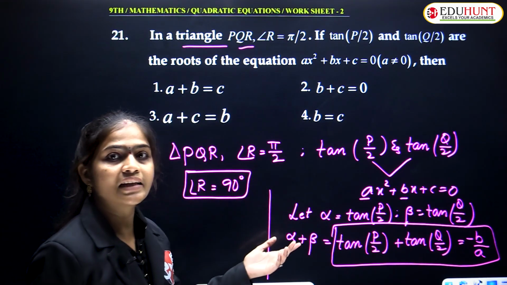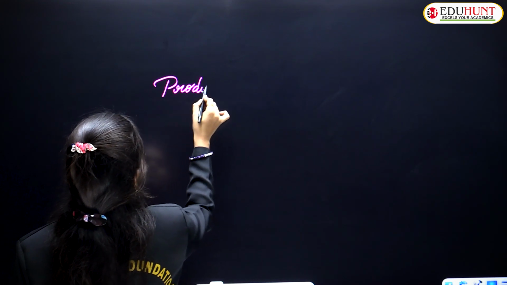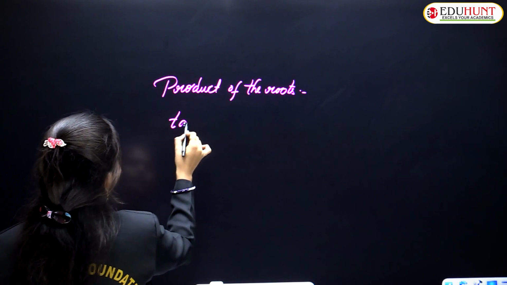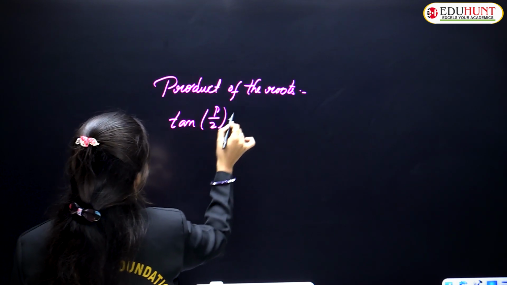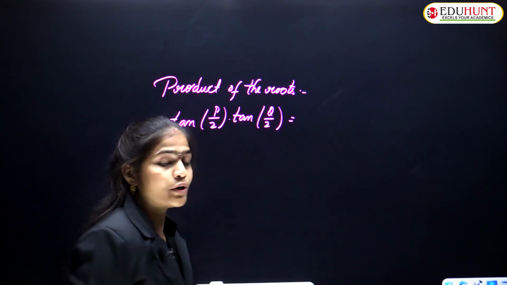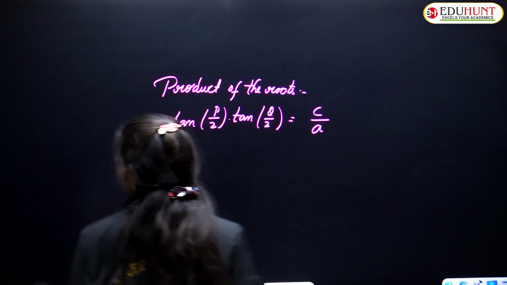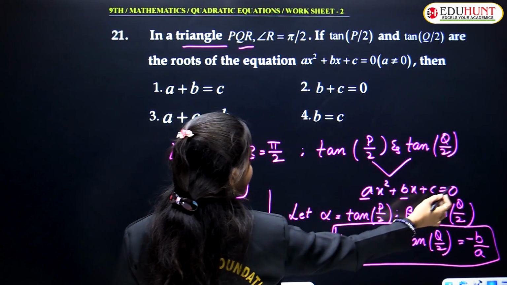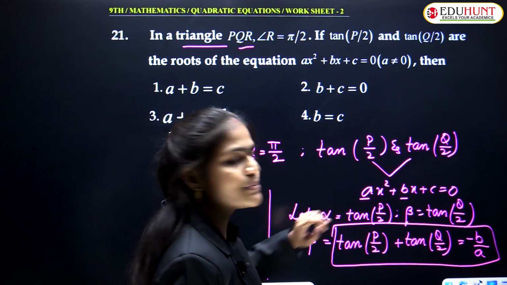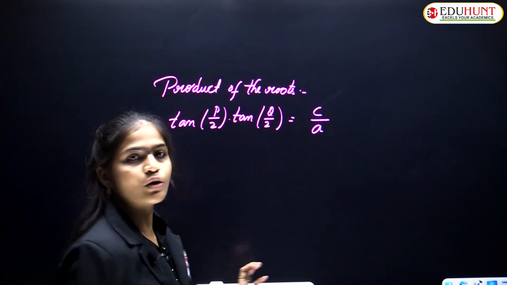Next we have to take the product of the roots. Product of the roots, tan of P by 2 into tan of Q by 2, which is equal to, what is that value? Product of the roots is equal to c by a. Actually the equation given is ax square plus bx plus c equals 0, the general form of the quadratic equation. So by using this, the product of the roots is c by a. Okay, we got c by a.